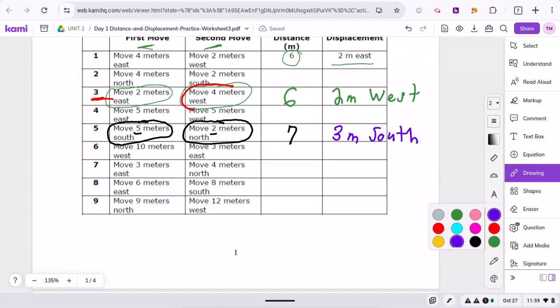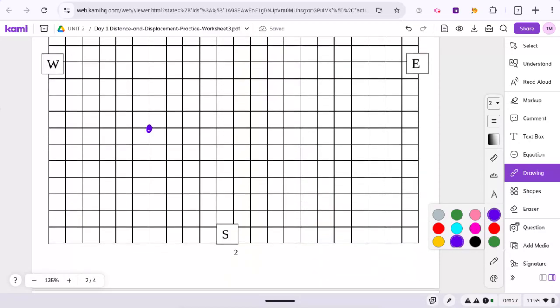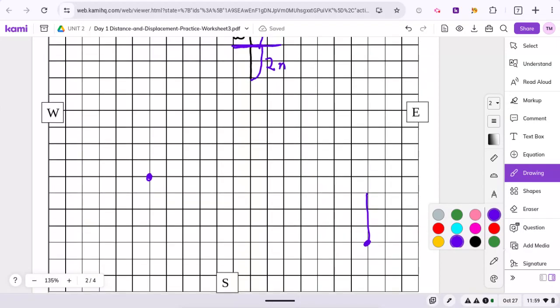I'll do one more. So 9 meters north and 12 meters west. So 9 north, 12 west. Let me start here. Starting here, 9 north, 1, 2, 3, 4, 5, 6, 7, 8, 9. Let me take that back, go to a different spot. So I'm going to run into the other one. So let me start here. 9 north, 1, 2, 3, 4, 5, 6, 7, 8, 9.